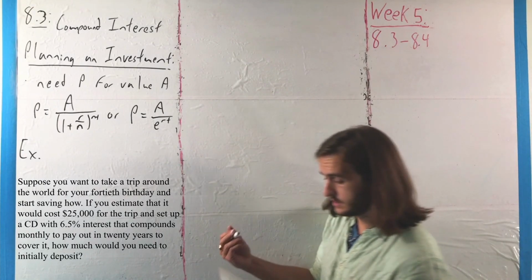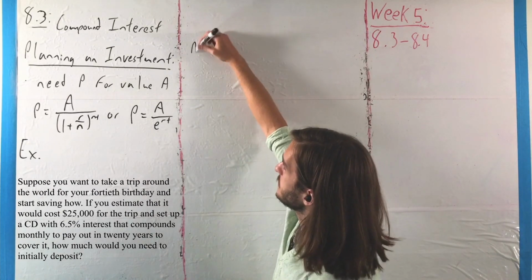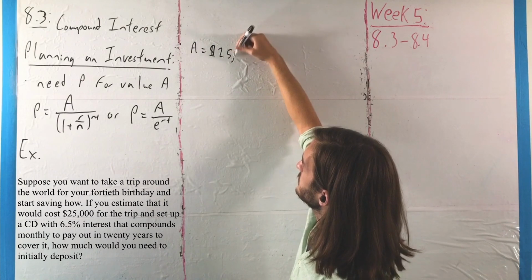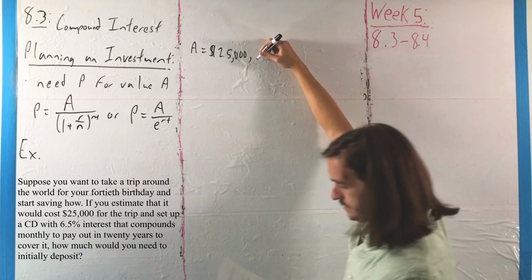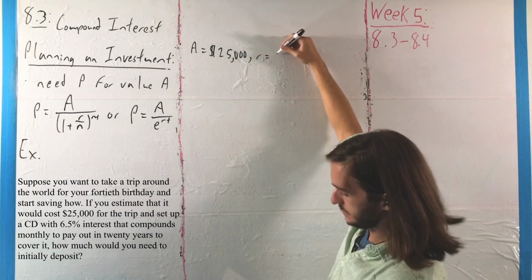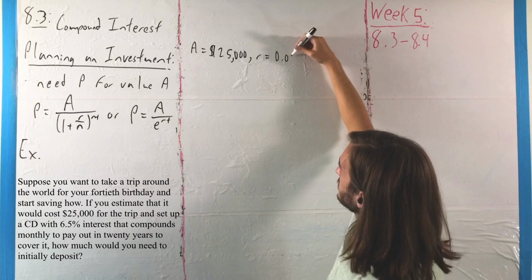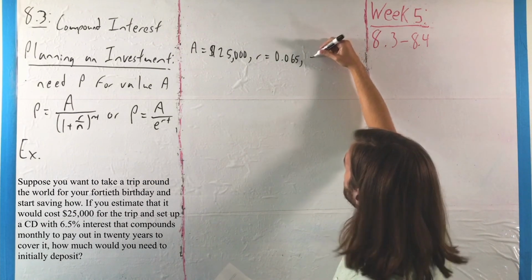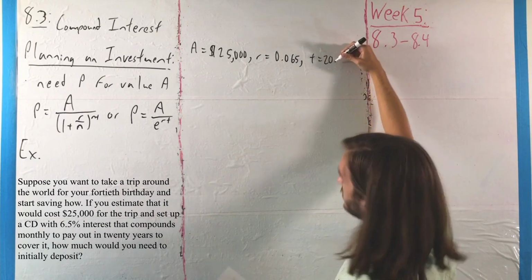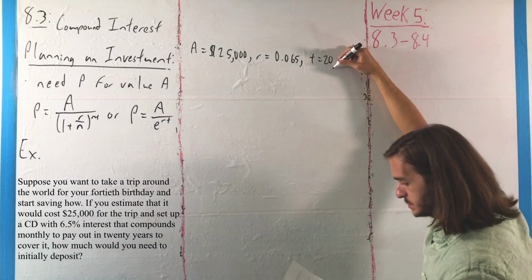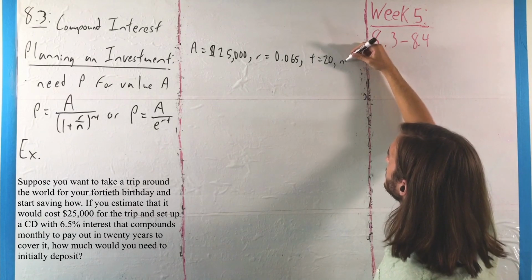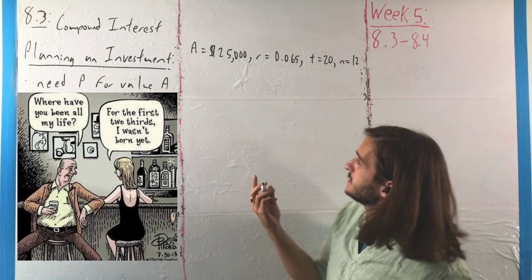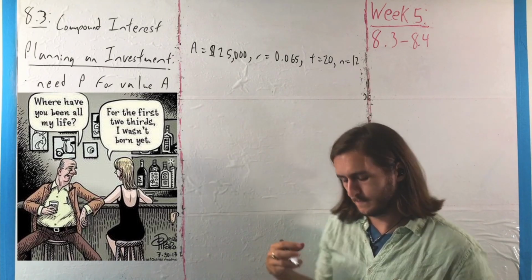So, in this case, we have the values that we need. A is 25,000. R is 6.5%, so 0.065. T is that period, 20 years. We're going to be sitting on this for a little while. And N equals 12. I'm trying to fund your midlife crisis here. You're going to wait a little bit to get there.